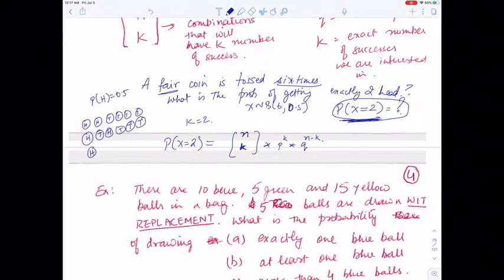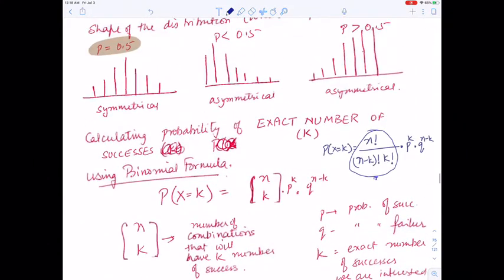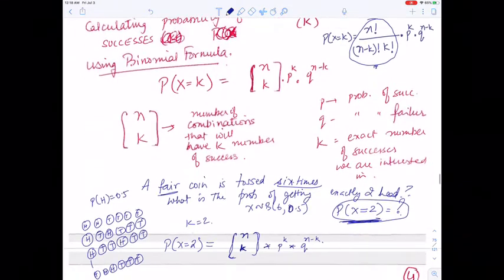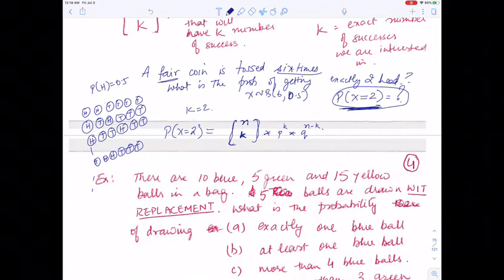Or maybe we get head, tail, tail, head, tail, tail, and so on. There can be so many different combinations. We may get tail, head, head, tail, tail, tail, right? So it could be so many different combinations. How many such combinations can be formed? That is n choose k, or this part of the formula, factorial n divided by n minus k factorial times k factorial. Okay, that's how you find the combinations.